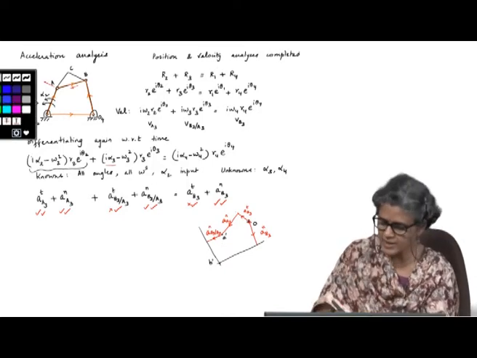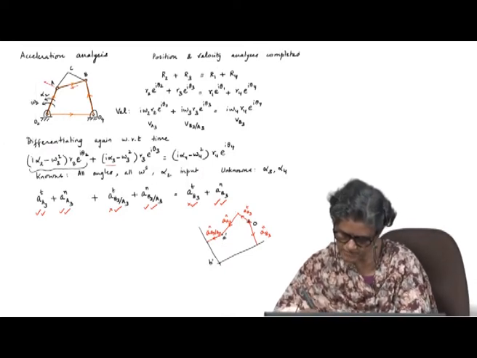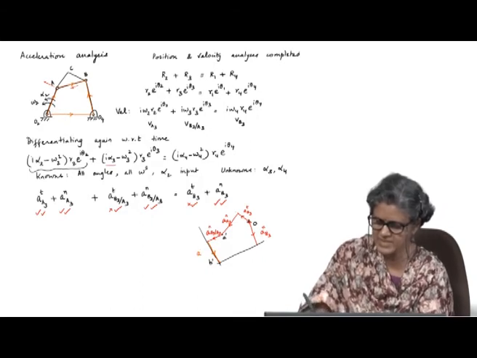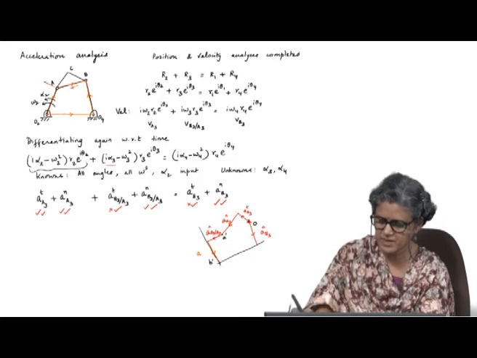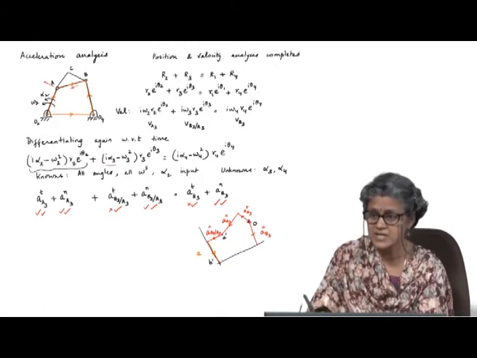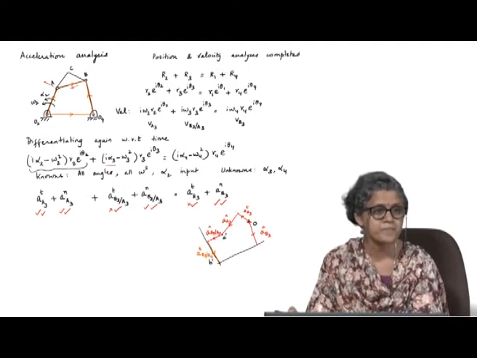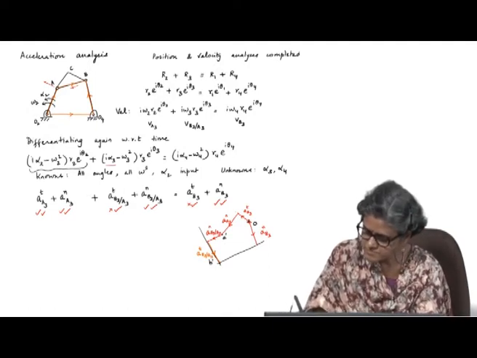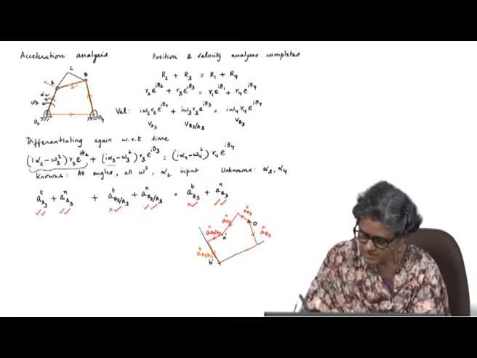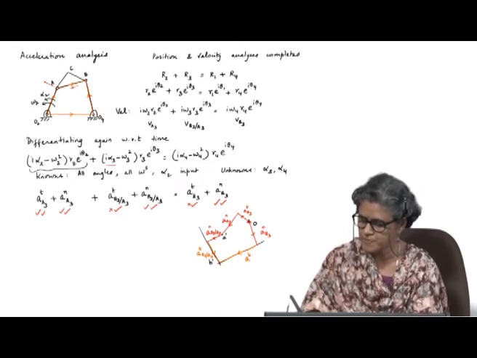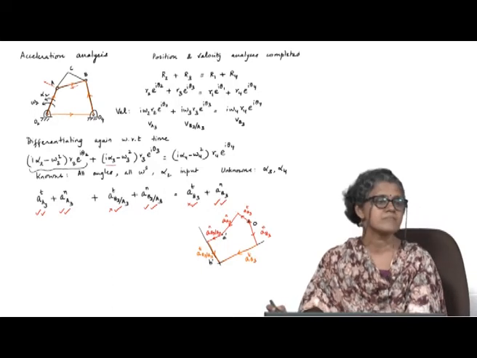So, now I know these two components, I know what is this component here, and that is the direction, because this plus this, right. The direction of this is, what component is this? Tangential component of B with respect to A. Here this is the tangential component of B, the absolute.